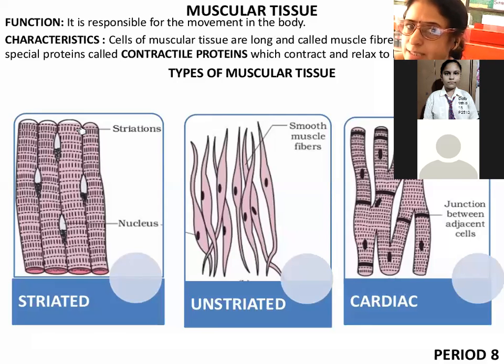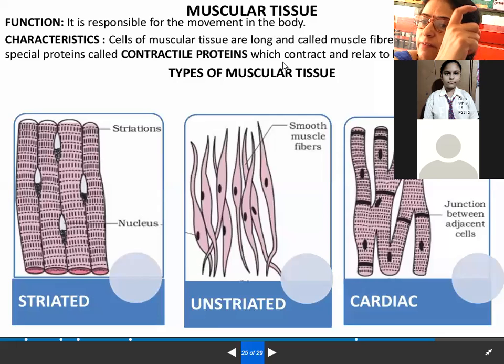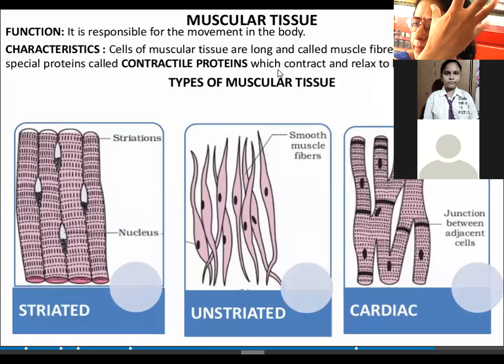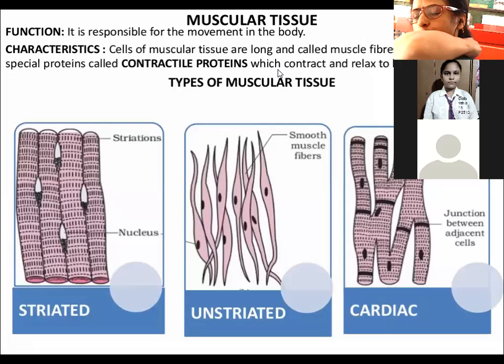It is also known as voluntary muscle. Why is it called voluntary muscle? Can you move your hand at your will? Whenever I have to move the hand, I will move it. Whenever I have to move the bone, I will move it. So the muscles which help in the movement of the bones and which are under our will are called voluntary muscles.